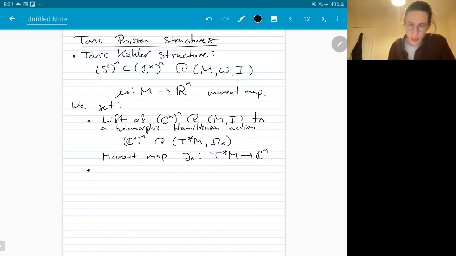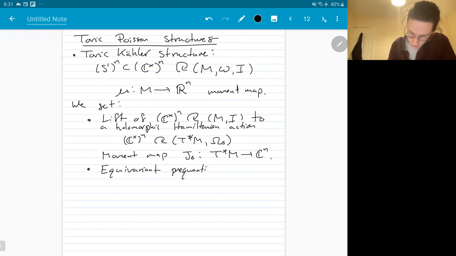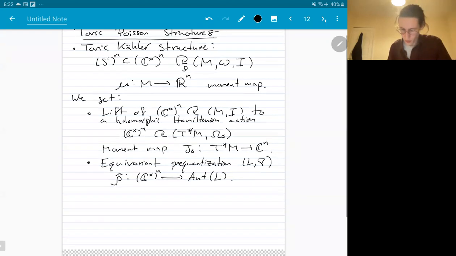The second thing is that if we now choose a pre-quantization of (M, omega), then we get an equivariant pre-quantization. By that, I mean that we have a lift of the action. Let's say the action was called rho. We now get a lift of the action to the automorphisms of the line bundle.